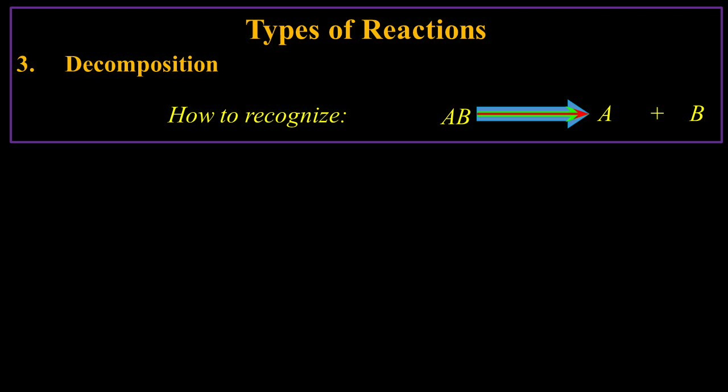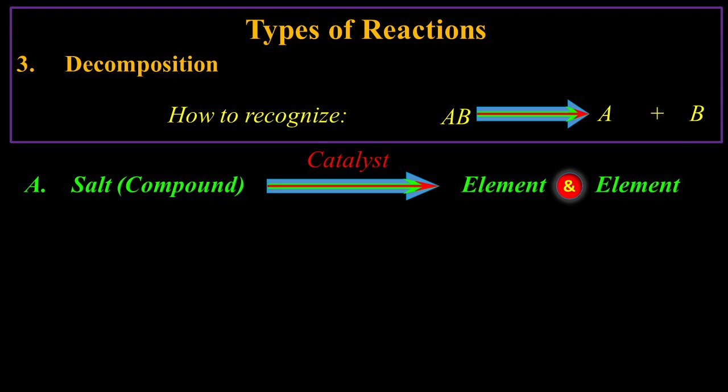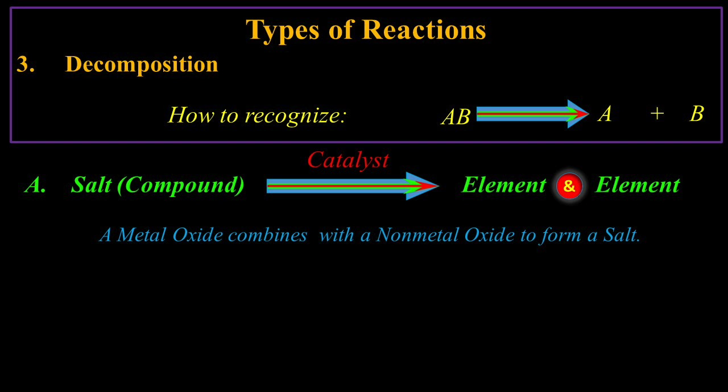Now we're going to start decomposition, and the general format for decomposition is when you have a complex particle and you're going to break it down to two less complex particles. Now, that could be a compound breaks down to two elements, or it could be a complex compound breaks down to two less complex compounds. But the first one is going to be a salt, and you're going to need some kind of catalyst, and you're going to break it down to its elements. Now, the catalyst could be heat, whether or not it's a catalyst, that's debatable, or it could be electricity.